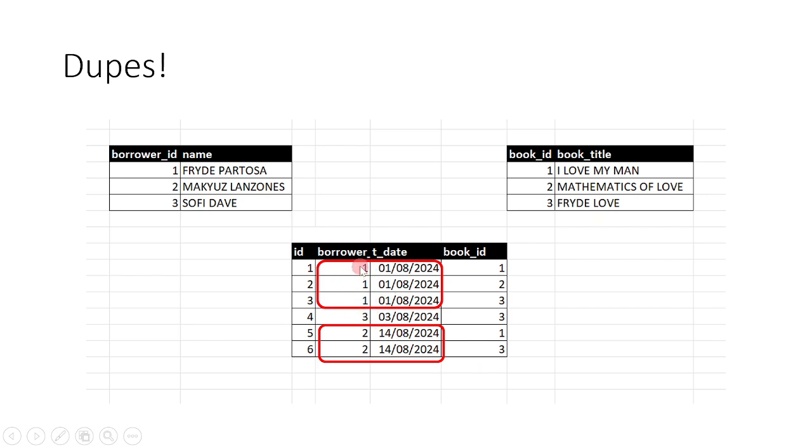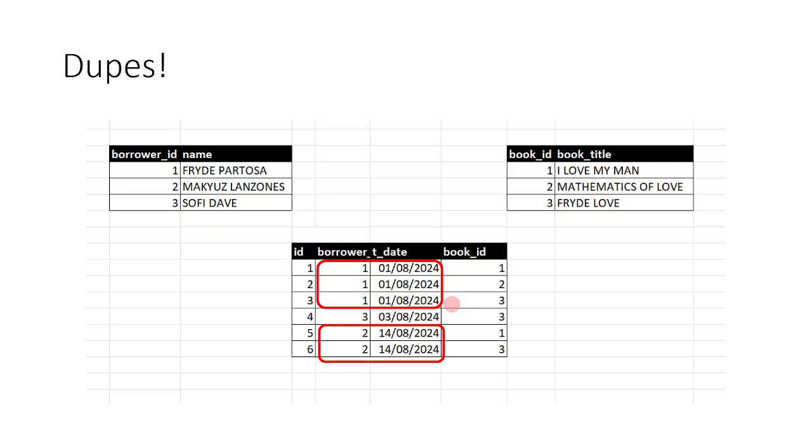We can see here some duplicates. The borrower ID appeared 3 times, and so did the date. Although the three books are different, there are duplicates on the borrower ID and the transaction date. So that's the problem, and that is why we are still going to normalize this table.